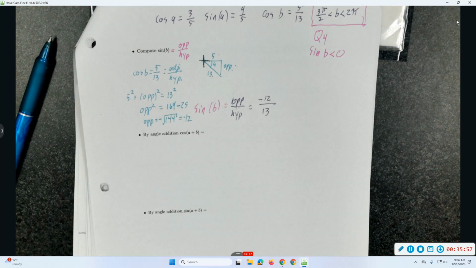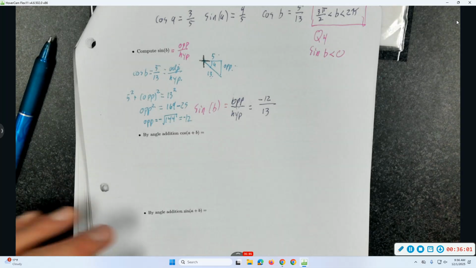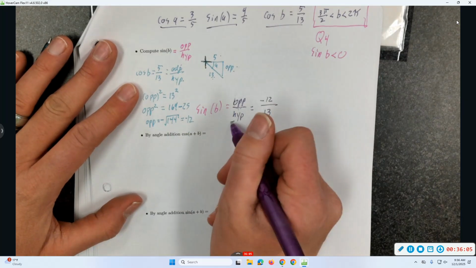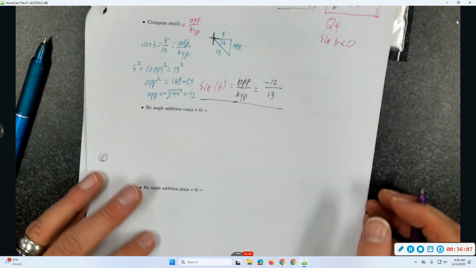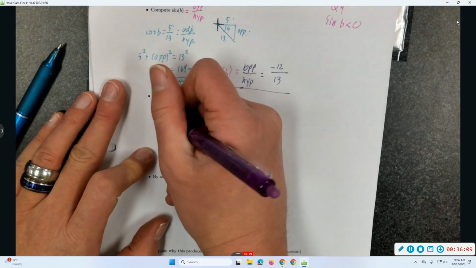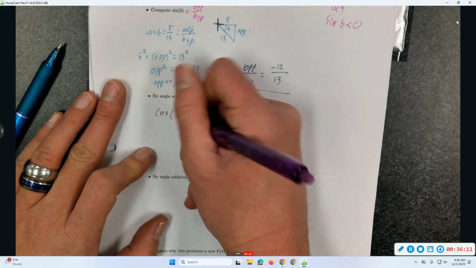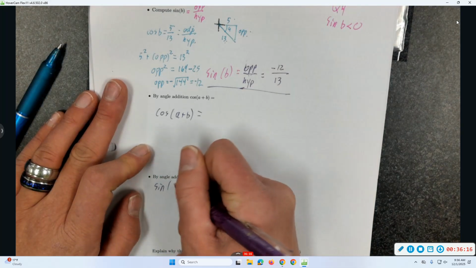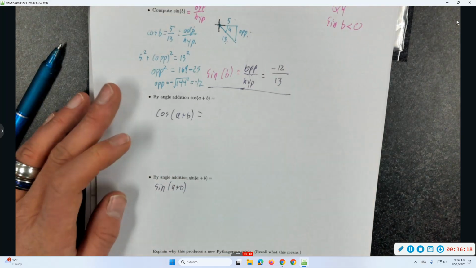Cool. Feel pretty good? All right, now let's put things together. Let's do the angle addition. So I now know cosine A, sine A, cosine B, and sine B. Let's put those all together to do angle addition. Cosine of A plus B, let's walk that out. And sine of A plus B, we'll need to do that too.